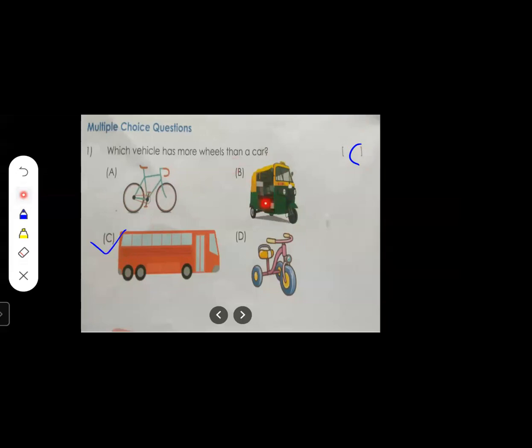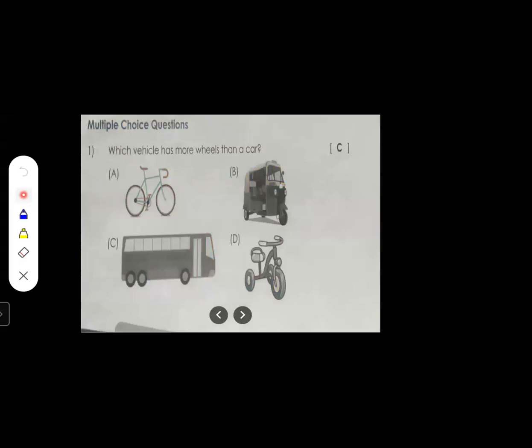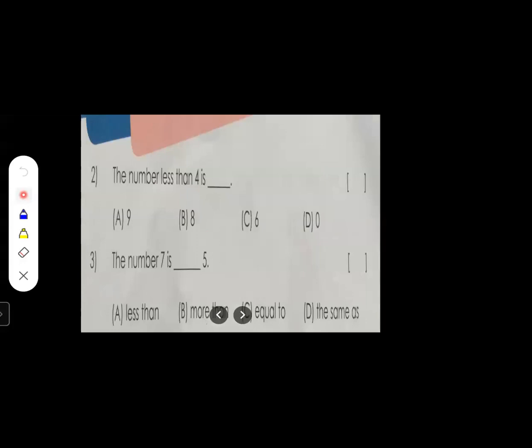From the given picture, the bus has more wheels than a car. So you can see over here, the correct answer is C.